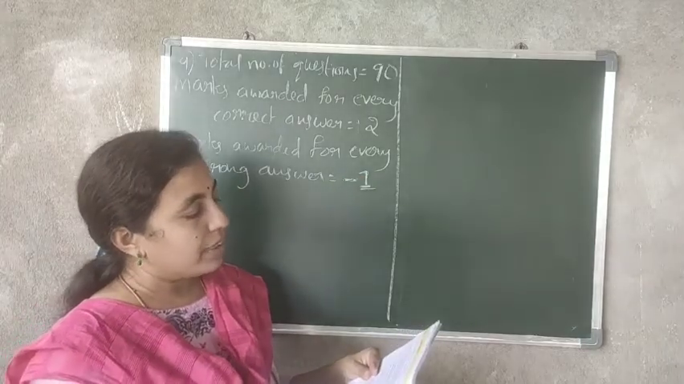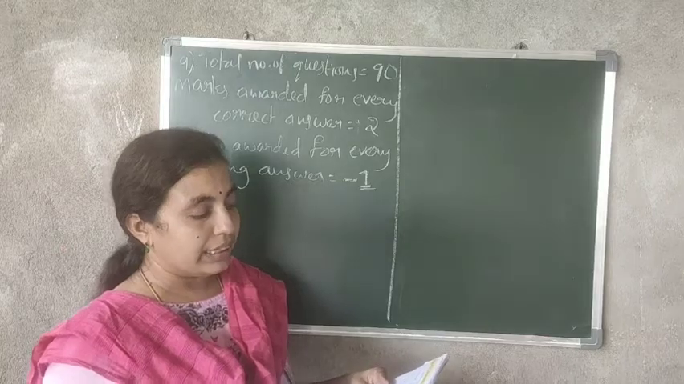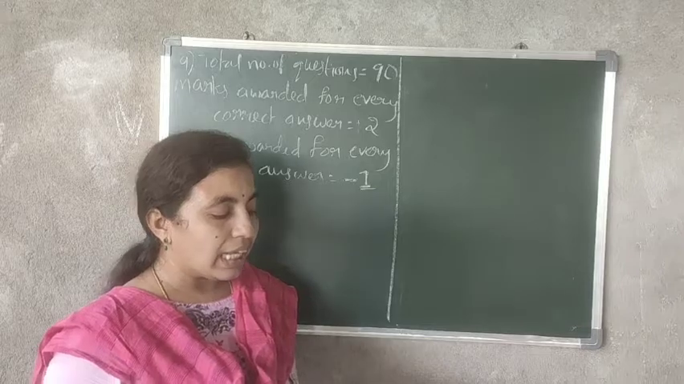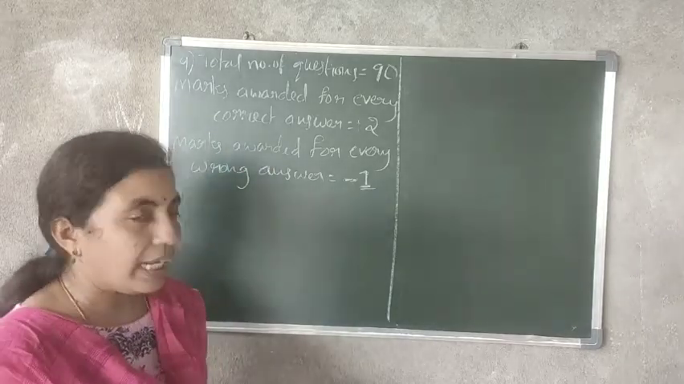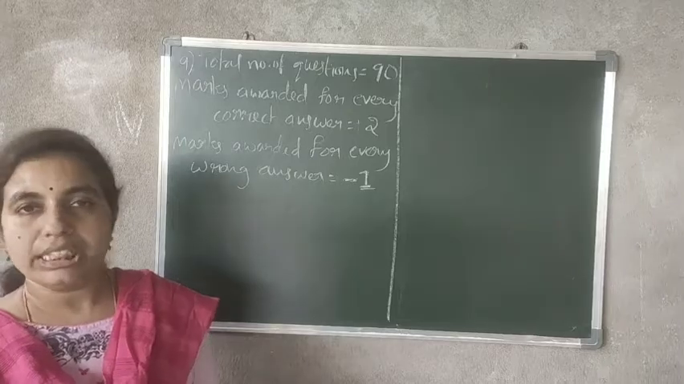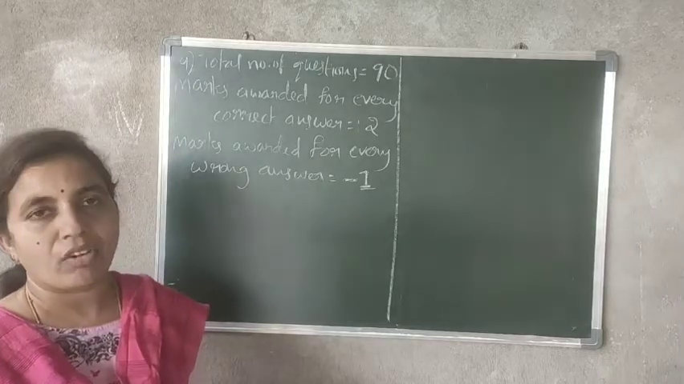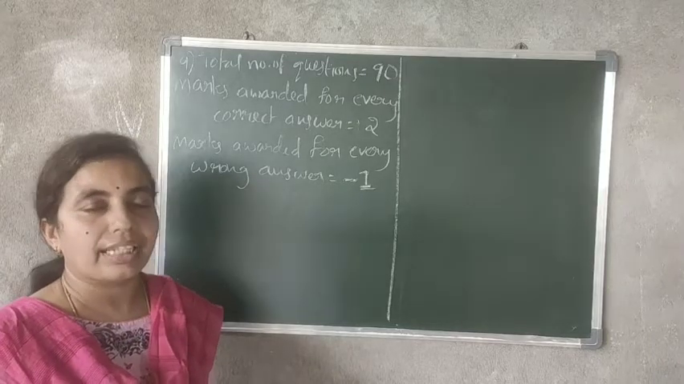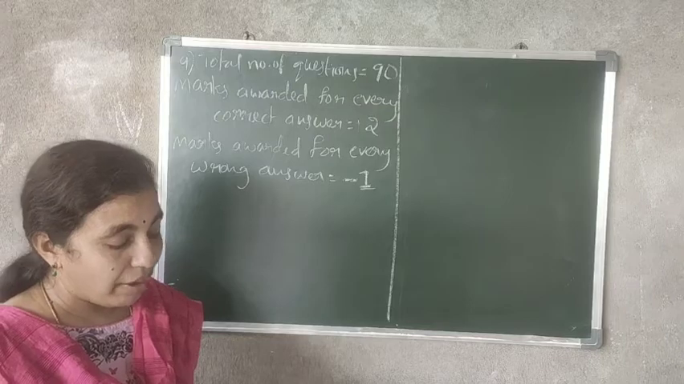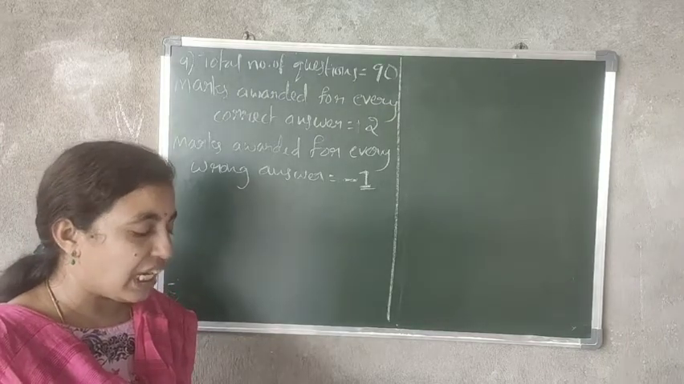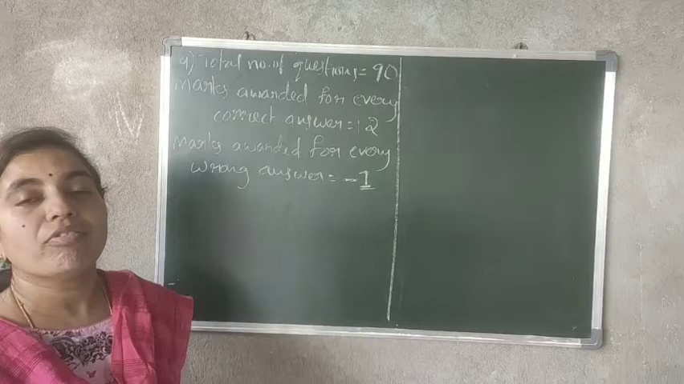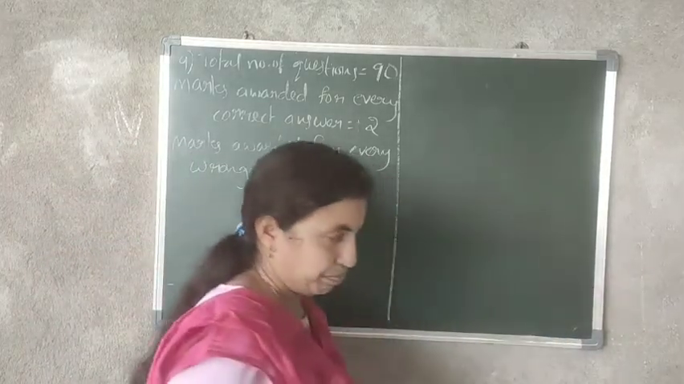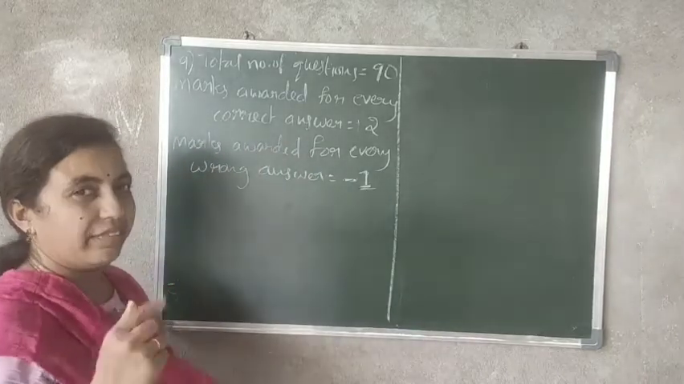Next, if Sahana got 60 marks in the test while she answered all the questions, then how many questions did she answer correctly? So, Sahana got how many marks? She got totally 60 marks, including correct answers and wrong answers. After adding all those, the total marks got by Sahana is 60 marks. What we have to find? How many questions did she answer correctly? We have to find the number of questions done by Sahana correctly. How many questions she did correct, that you have to find.